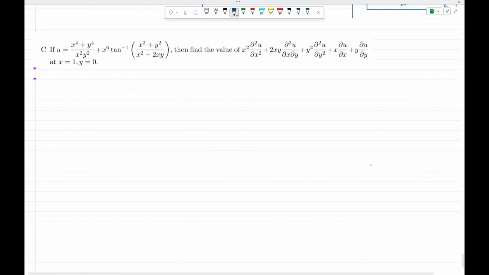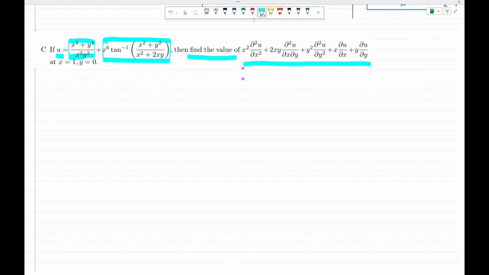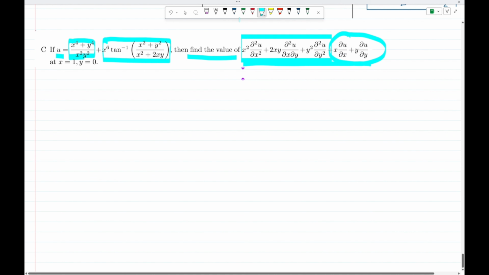So here we have question number 2C. It is based on partial differentiation, and you can see that you are given a function u which consists of 2 parts. One is this and the other one is this. We are told to find the value of this expression involving partial derivatives of first order and second order of u. Now if you pay attention over here, this expression is available to us in the corollary of Euler's theorem, while this expression is available to us in Euler's theorem.